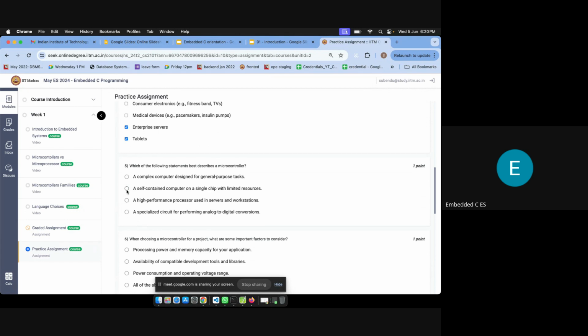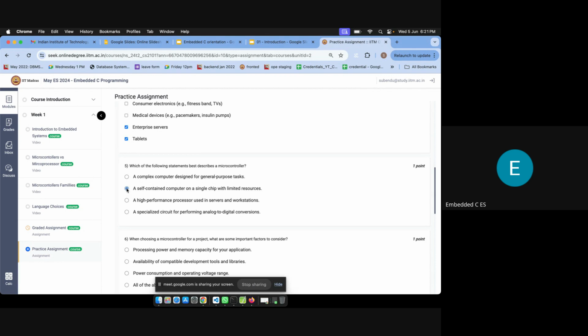Question number 5: which of the following statements best describes a microcontroller? So you have to choose which statement describes the microcontroller. The first one is a complex computer designed for general purpose tasks. So this is, I think, not a microcontroller. This is not a correct option. The second one is a self-contained computer on a single chip with limited resources. I think this is the correct option.